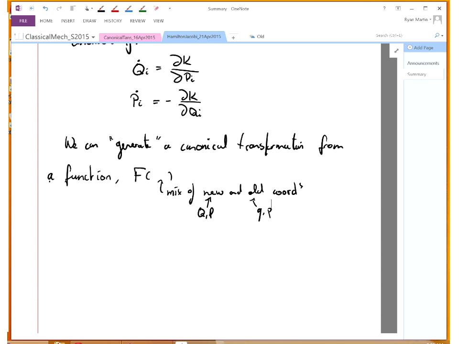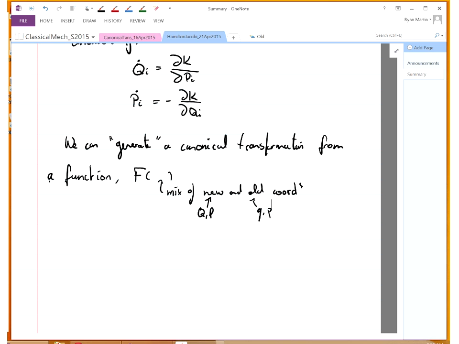And there are 4 types of functions F that can be used to generate the transformations. And if we use the transformation equations that are given for a specific type of transformation, then that transformation is guaranteed to be canonical. So early in the chapter, we derived the transformation for the first type.